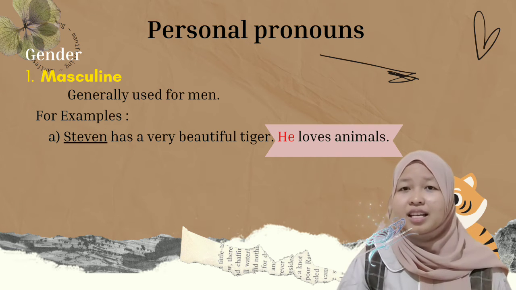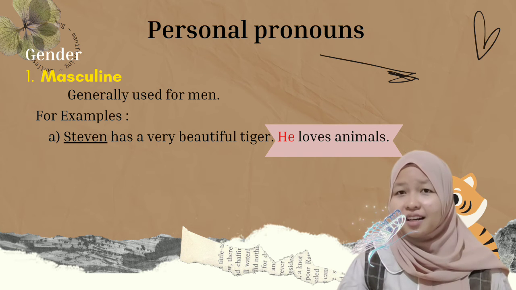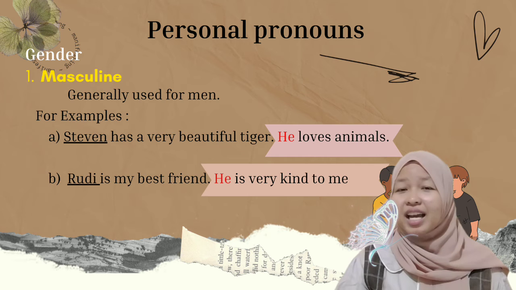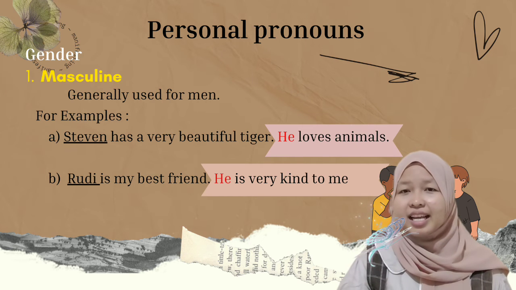For example, Stephen has a very beautiful tiger. He loves animals. Rudy is my best friend. He is very kind to me. The subject Rudy changes to he in the next sentence.